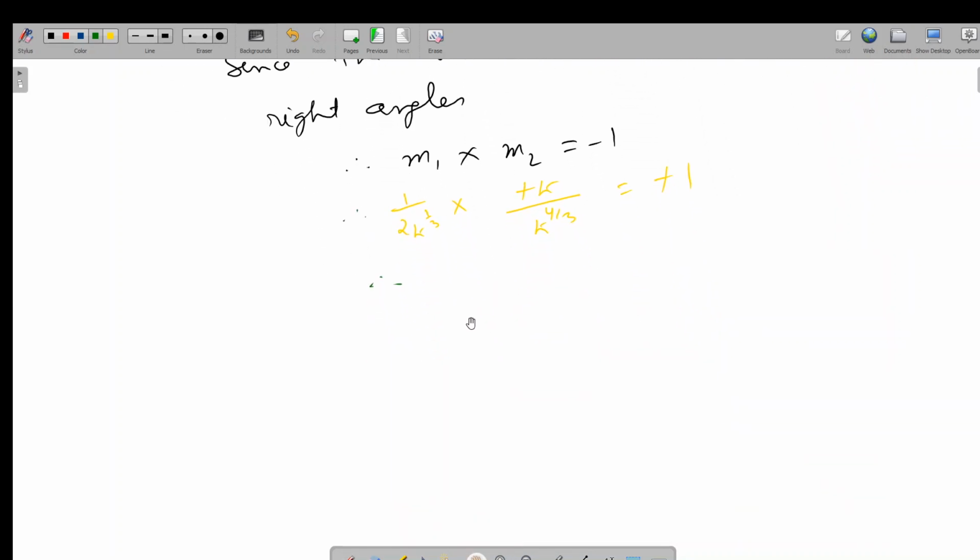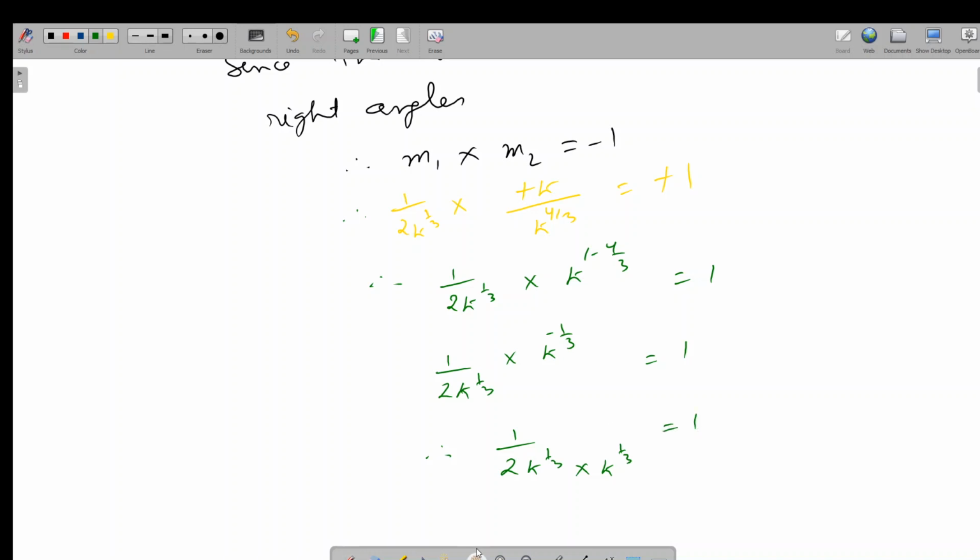So we'll get 1 by 2 k raised to 1 by 3 into k raised to 1 minus 4 by 3 equal to 1. So this will become 1 by 2 k raised to 1 by 3 into k raised to (3 minus 4), that is minus 1 by 3. So k raised to 1 by 3 with minus sign equal to 1. So therefore we'll get 1 by 2 k raised to 1 by 3 into k raised to 1 by 3 equal to 1.